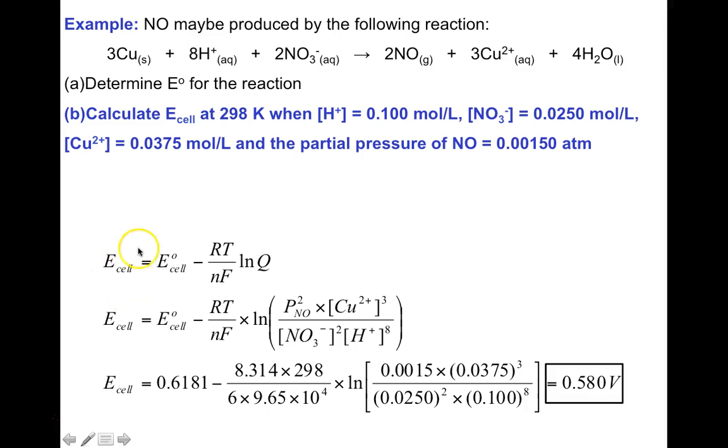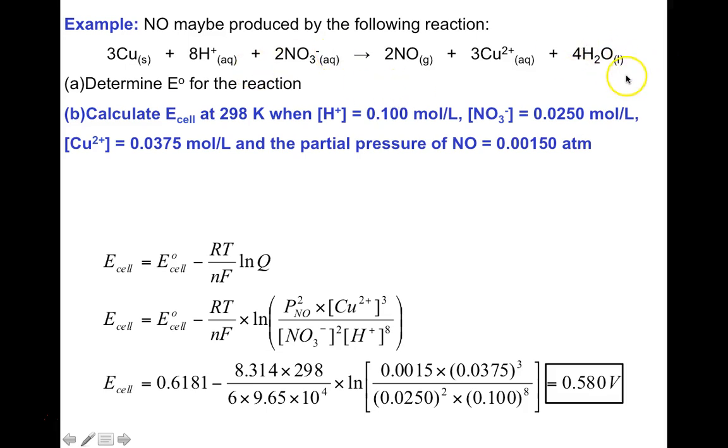The non-standard state cell potential is equal to the standard state cell potential minus RT over nF log Q. So how many electrons were being transferred? 3 moles of copper being oxidized by 2 electrons each. So that tells me that my n, 3 times 2, is 6. I have my cell potential from my previous calculation. The temperature is 298, so there we are, and our R value is 8.314. Now we've got to multiply this by log Q, so it is products over reactants.